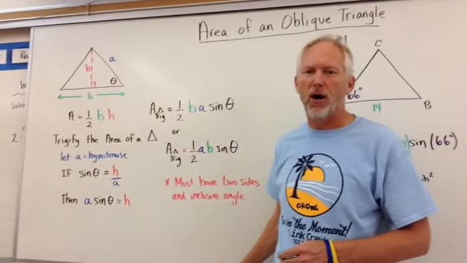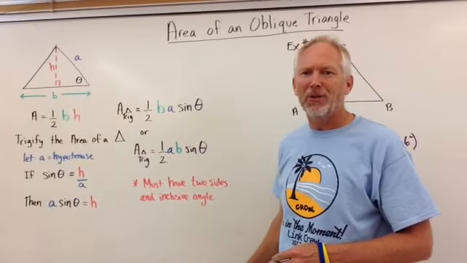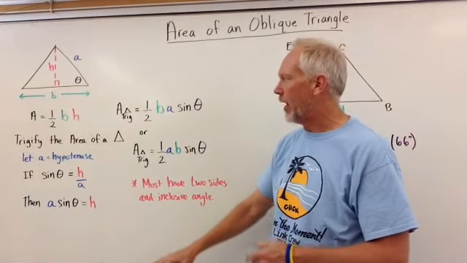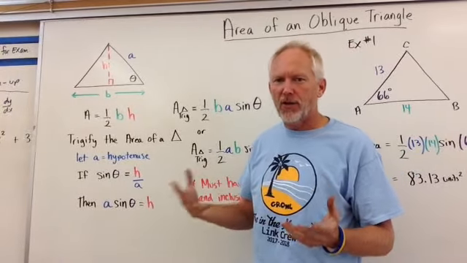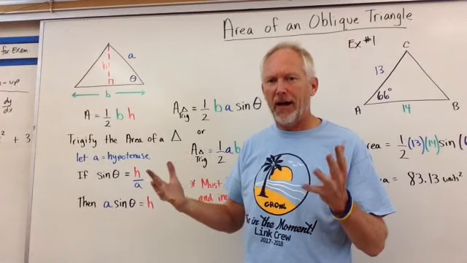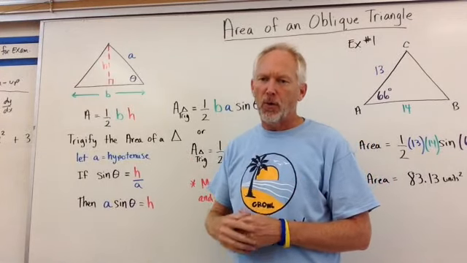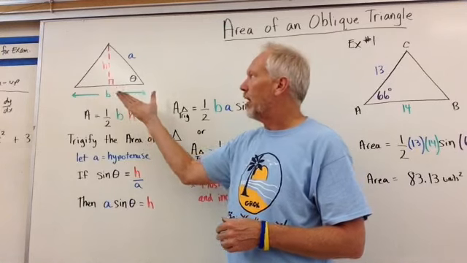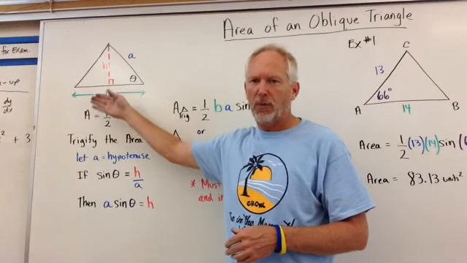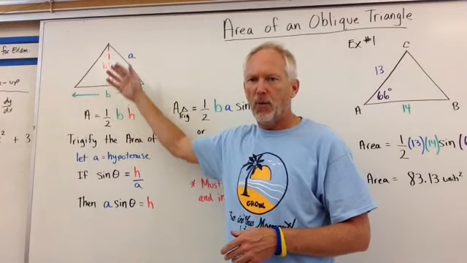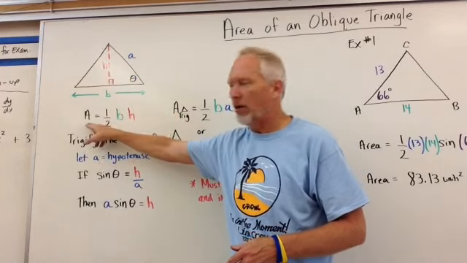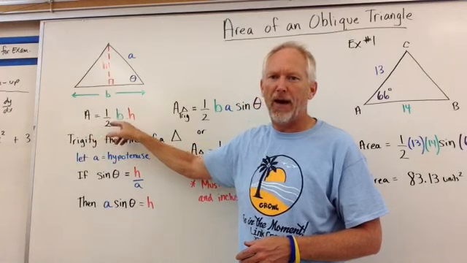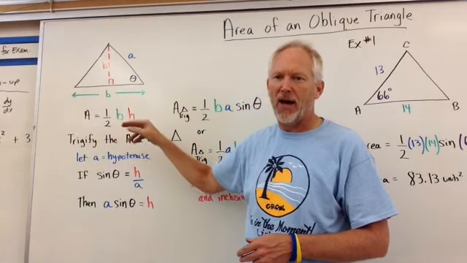Hey, doing a quick video on the area of an oblique triangle today. So check it out. Let's figure out where this idea of the oblique area came from. We're used to finding areas of regular triangles, where it's maybe a right triangle or something. We find a height and then we have a base. And so the normal area is equal to 1/2 the base times the height.